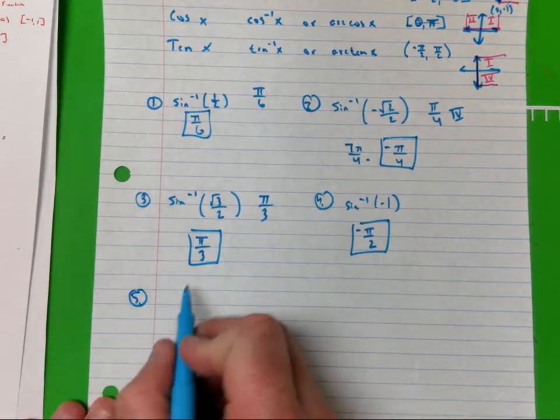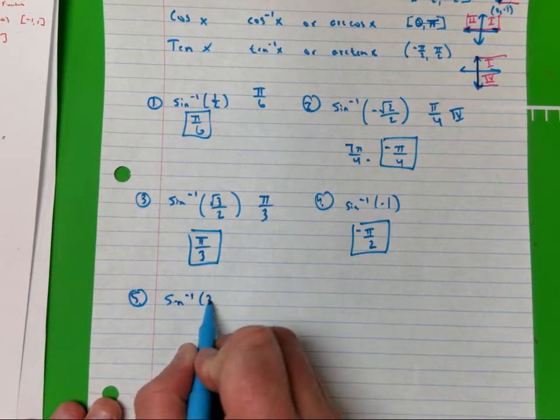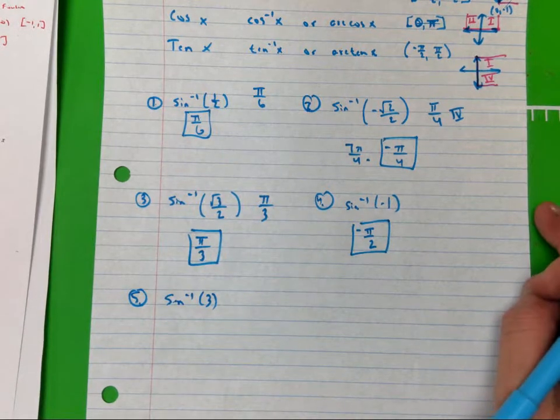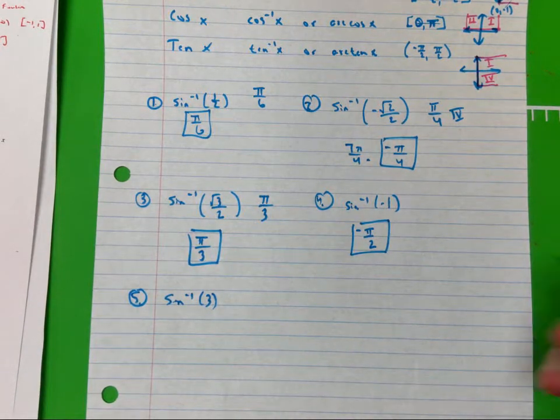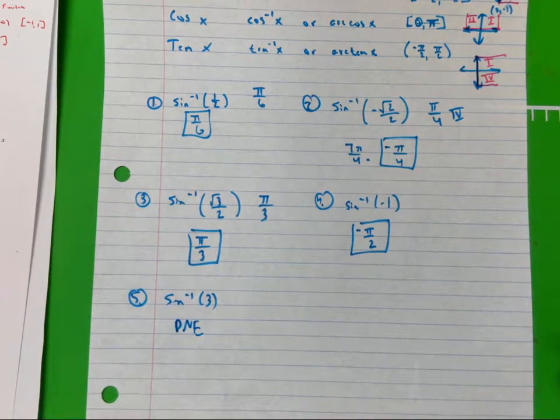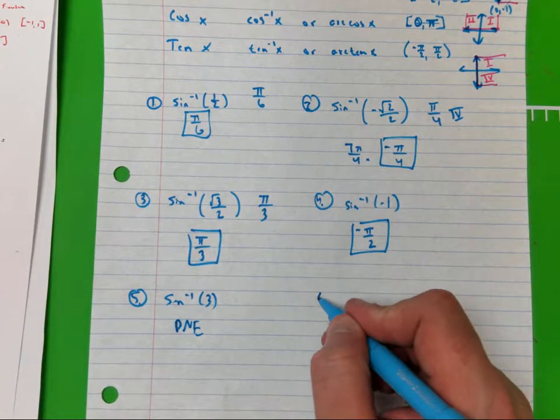Alright, number 5. Arc sine of 3. Guys, do we have anything on the unit circle that gives us a y value of 3? No. Does not exist. Okay? Number 6.